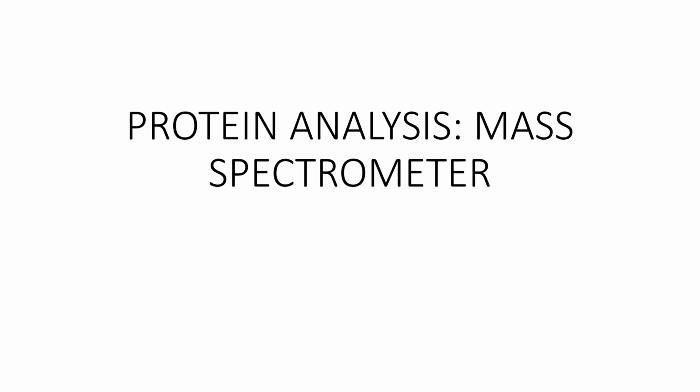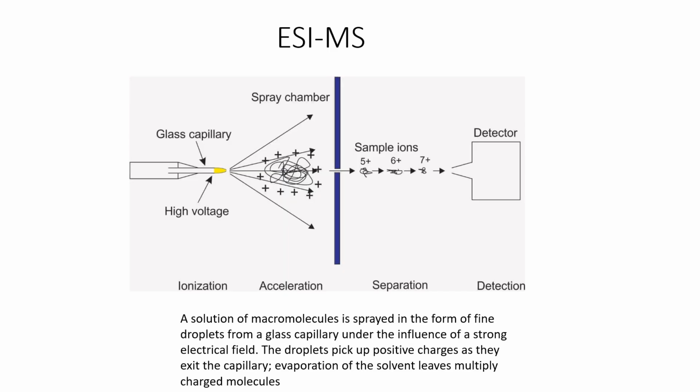Different mass specs have been developed depending on the method used to ionize protein for analysis. The two most prominent mass spec methods for protein analysis are electrospray ionization MS, ESI-MS, and the matrix-assisted laser desorption ionization time-of-flight MS. It's called MALDI-TOF MS. So now we will talk about these two protein analysis methods. And the first one is the ESI-MS.